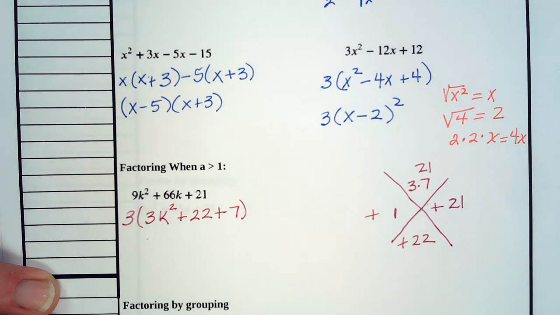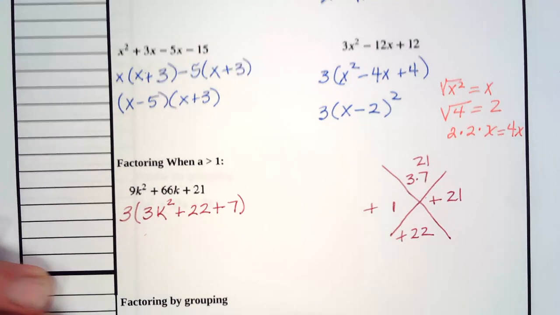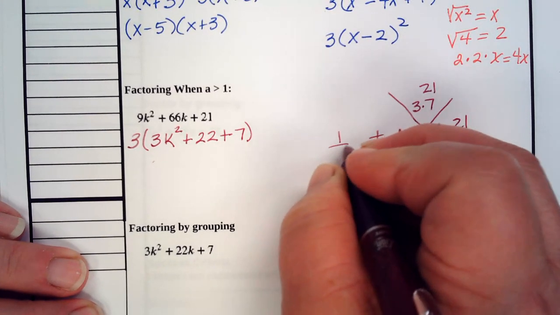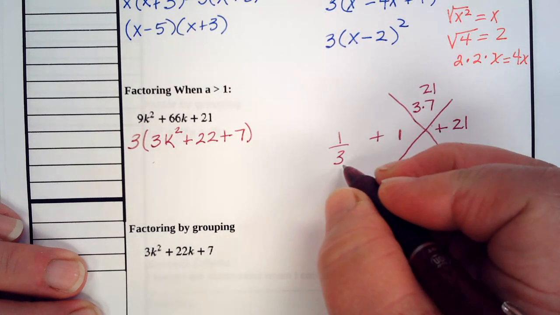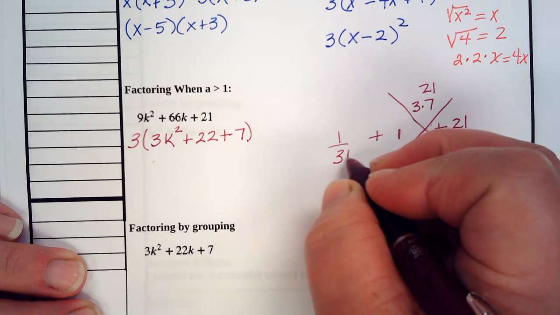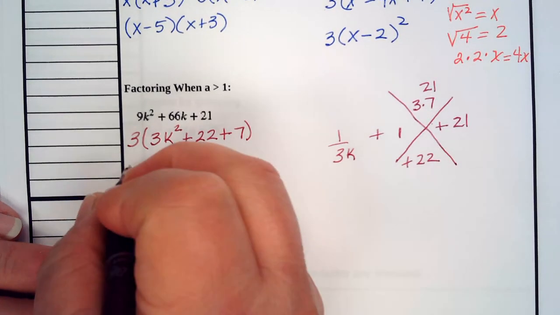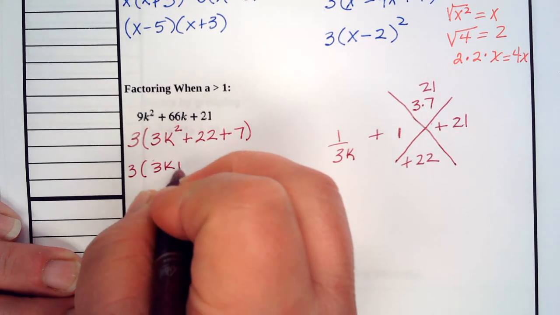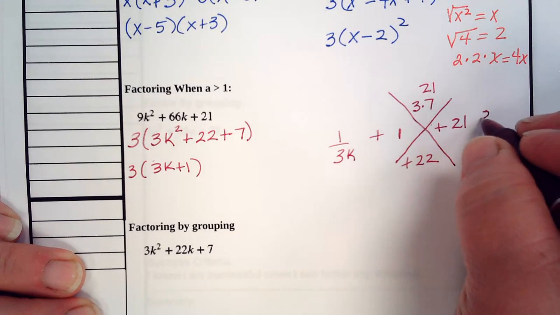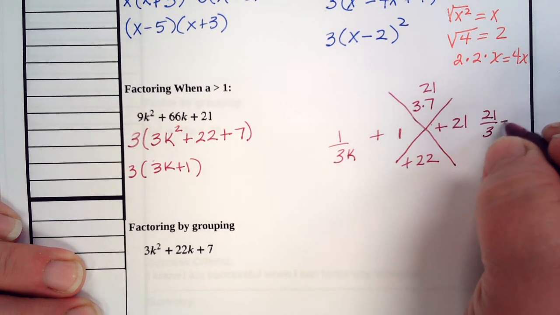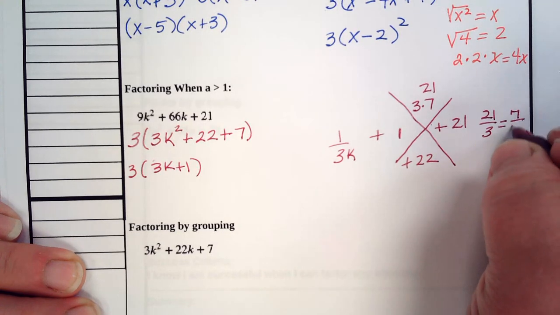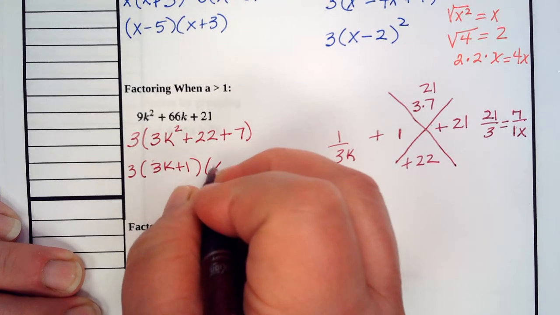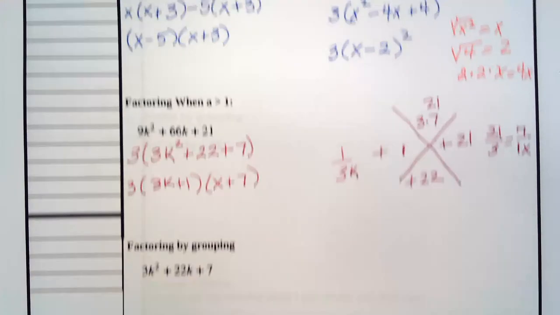I have multiplied by 3. I need to divide that 3 back out. So I've got 1 over 3. I cannot simplify that, so the k goes in the bottom. So this is 3 times 3k plus 1. I've got 21. I've got to divide it by 3. That simplifies to 7 over 1. The k stays in the denominator. K plus 7. And you're done.